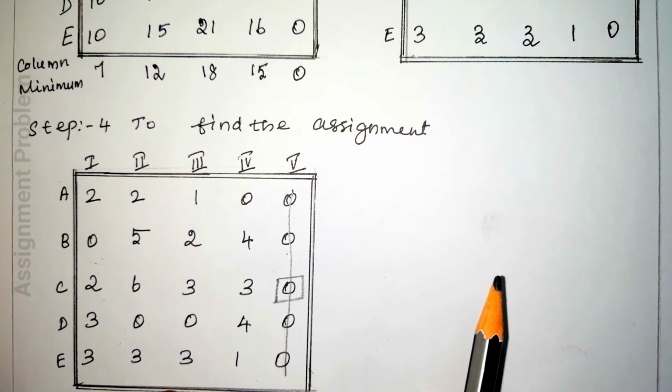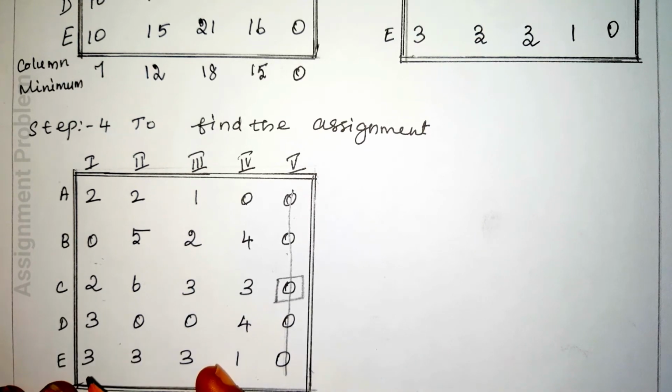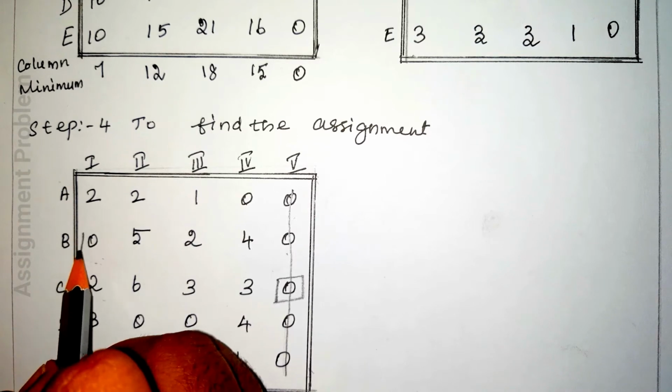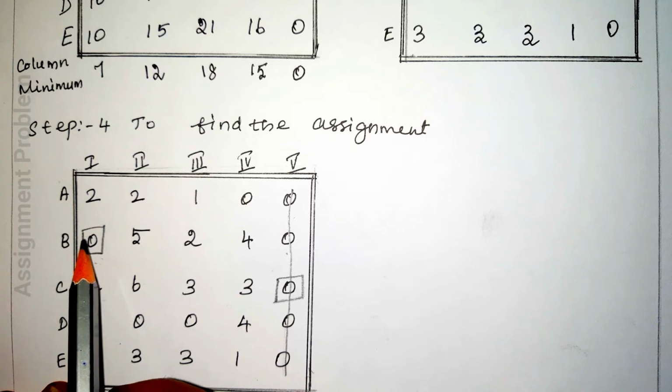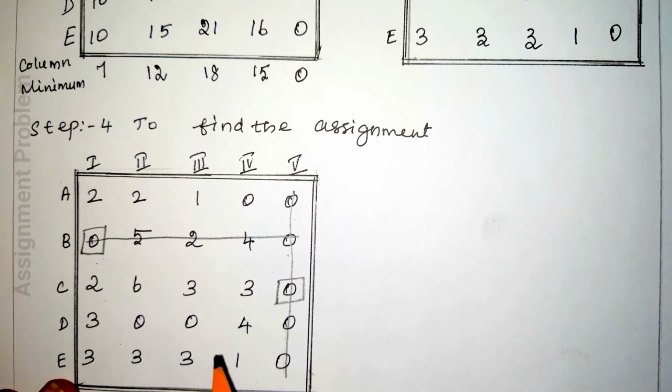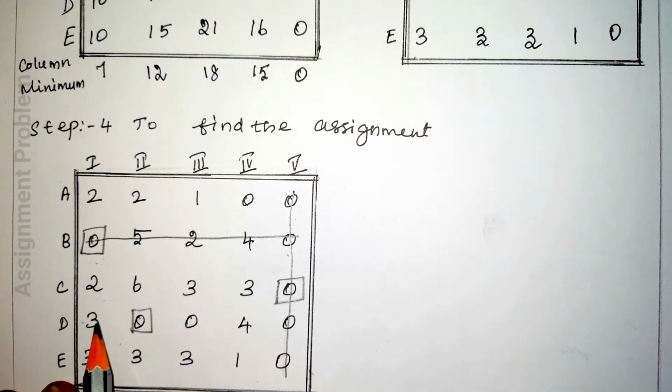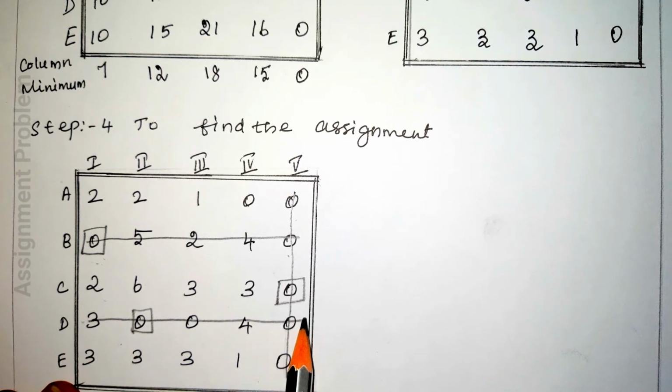After row scanning, you have to check whether all the zeros are covered with lines or not. Here some zeros are not covered with lines, so you have to go for column scanning. In the first column, you have only one 0, so put a square mark on it. Once you put a square, you have to draw a horizontal line passing through that 0. In the second column, you have one 0, so put a square mark. You have to draw a horizontal line passing through that 0.